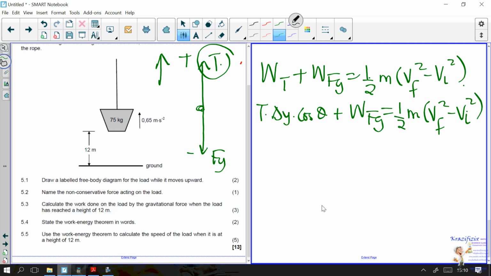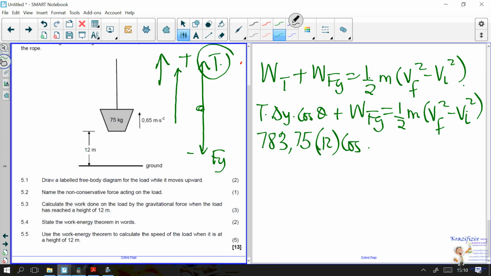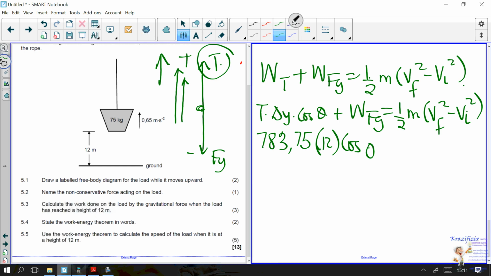Now, what is my tension force? It's 783,75 multiplied by delta y. Cos, now remember, tension is acting in the same direction as the object. Cos 0 minus 8820, I hope you remember that answer, equals to half. I do not know my final speed, which is what I'm looking for, but my initial is 0 because the object was on the ground.